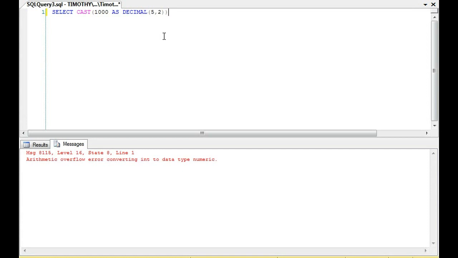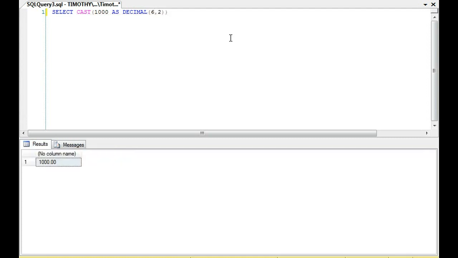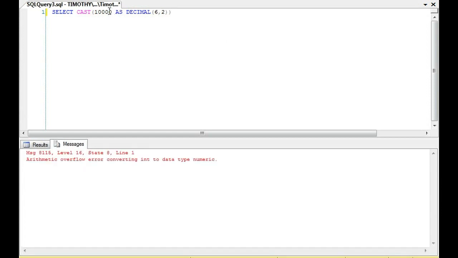and you'll see we get the error. If we want to cast 1000 as decimal 6-2, it will cast the decimal fine. If we add another 0 to this, it won't.